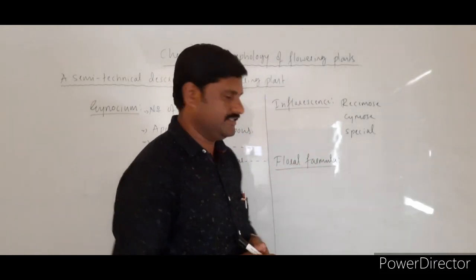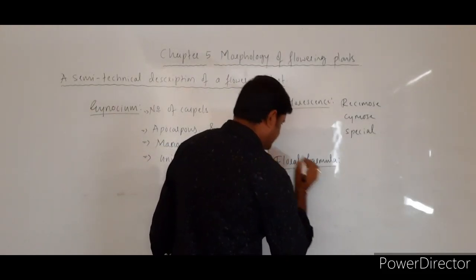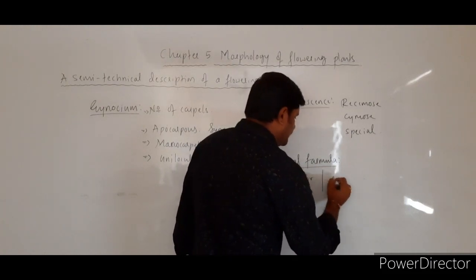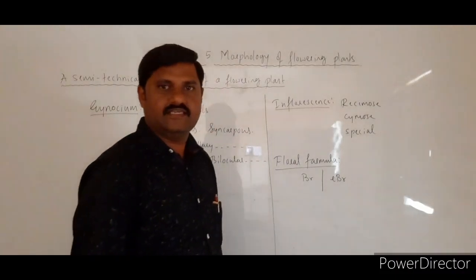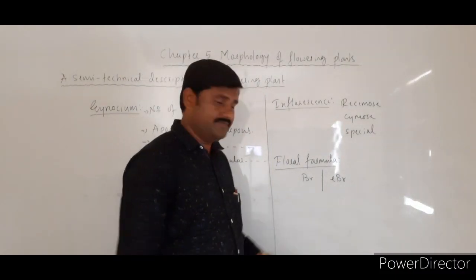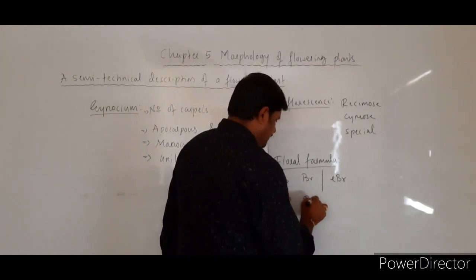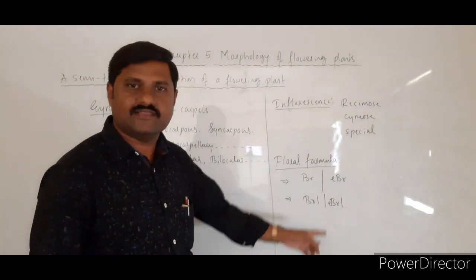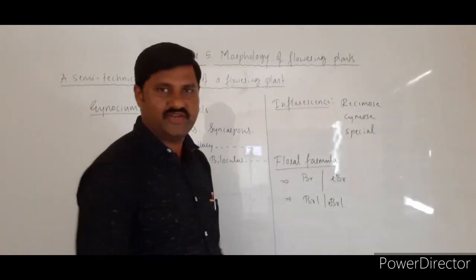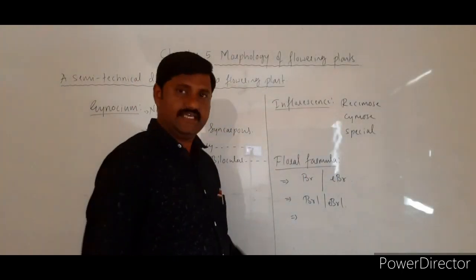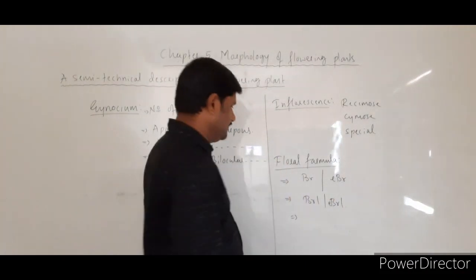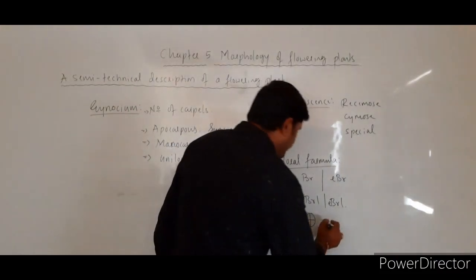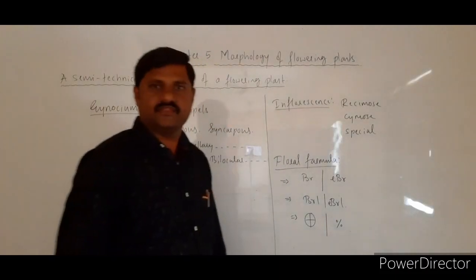Say for example, if the flower is bracteate, then it is indicated by the abbreviation BR. If it is not having any bract, EBR. In the same way, bracteolate, BRL, or EBRL, ebracteolate. Like this, we indicate the flower by using these abbreviations. Apart from this, next one, whether the flower is actinomorphic or zygomorphic. If it is actinomorphic, then it is indicated by this symbol. If it is zygomorphic, then it is indicated like this.